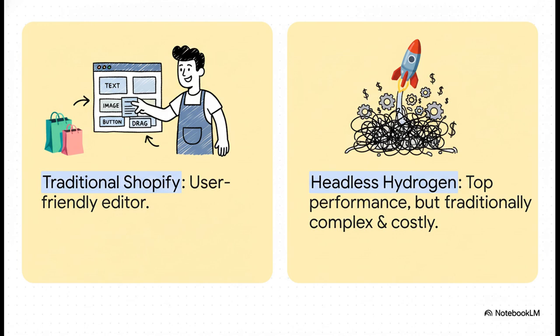Okay, so let's really break this down. On one side, you've got your traditional Shopify. It's fantastic, it's user-friendly, and merchants absolutely love that simple theme editor. On the other side, you have a headless setup using Shopify's Hydrogen framework. That's their special toolkit for building these custom storefronts. By separating the front-end head from the back end, you get unparalleled performance and design freedom. But, and it's a big but, that power has always come with this massive downside, just crippling complexity and cost.